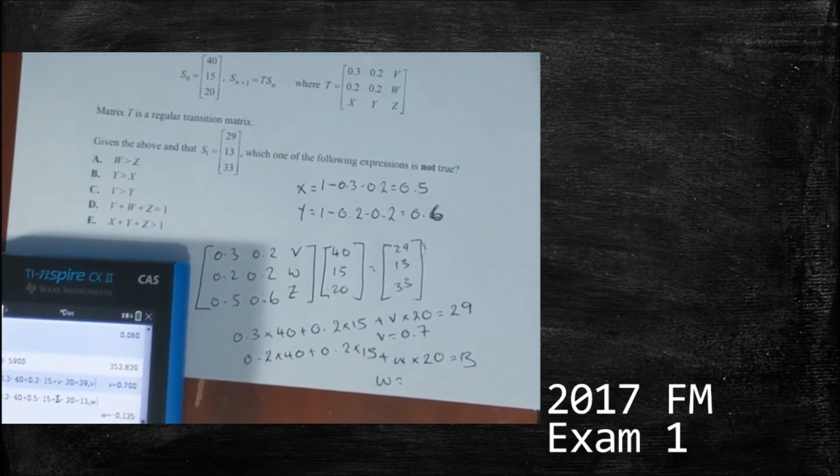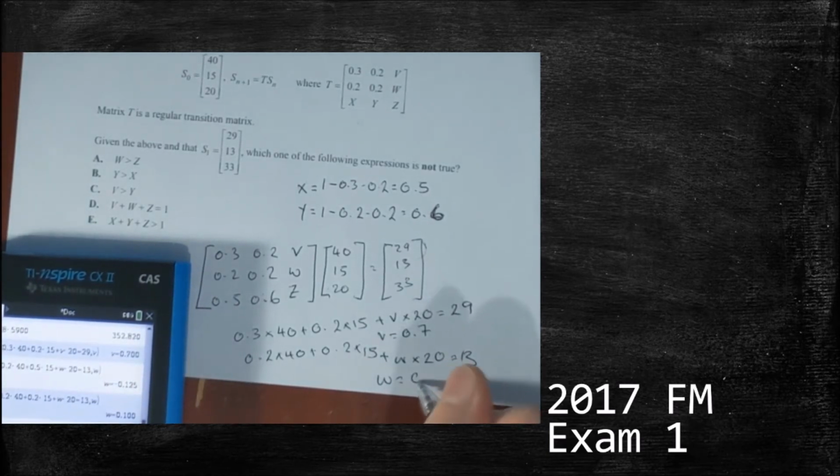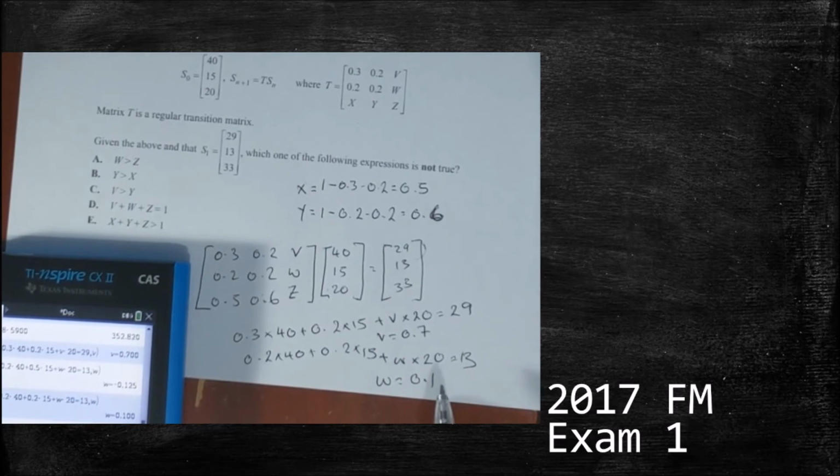And we get W to be negative 0.125. So something's gone wrong with my calculations there. Here it is. I typed 0.5 times 15 when it should have been 0.2. And W equals 0.1. So we know that V is 0.7, W is 0.1.